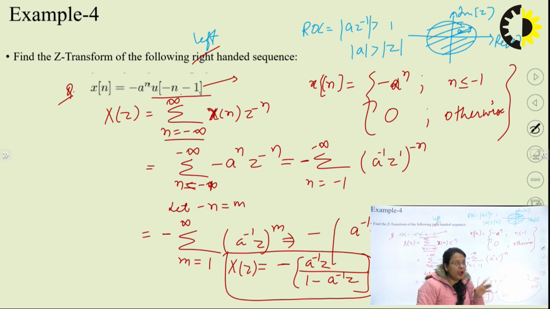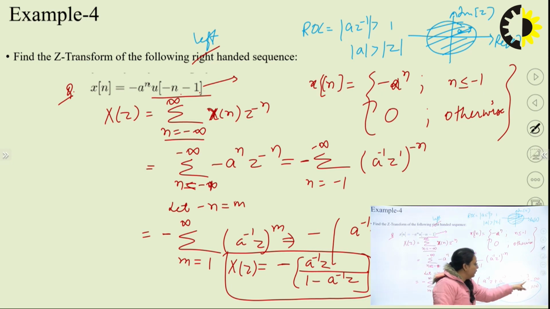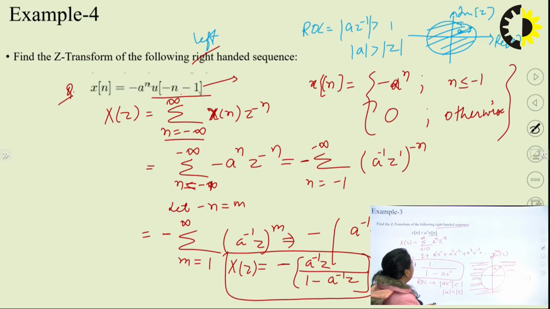What you have to keep in mind is that for a left side sequence the ROC will be inside the circle, and for a right side sequence the ROC will be outside the circle. If you keep this in mind, you will never absorb the negative sign, and you will get the ROC inside the circle. This is the difference between the two sequences.